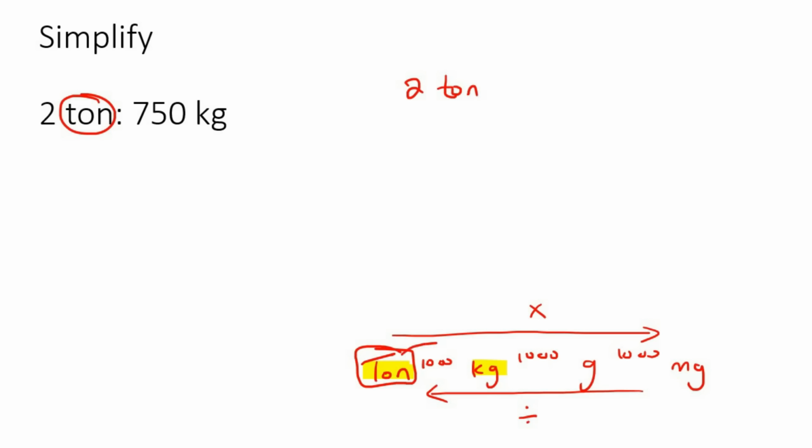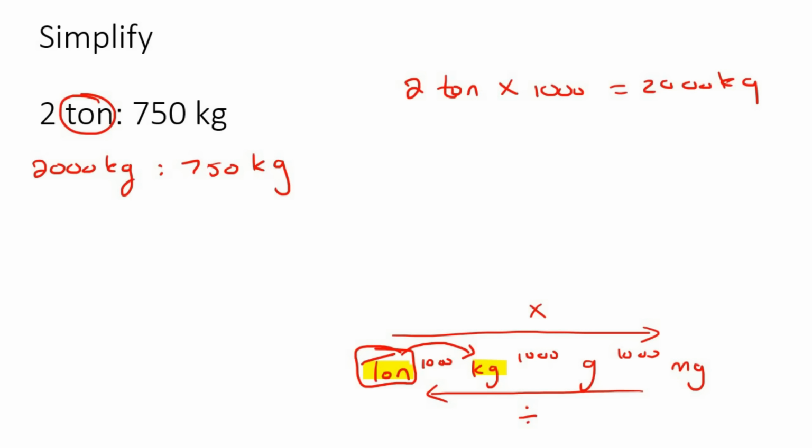So to go to kilogram, you are going to go to the right. So you're going to multiply by 1,000. And so that's going to give you 2,000 kilograms. So let's go write that down. 2,000 kilograms, and then 750 kilograms, and then because it's kilograms on both, you can cancel that out.